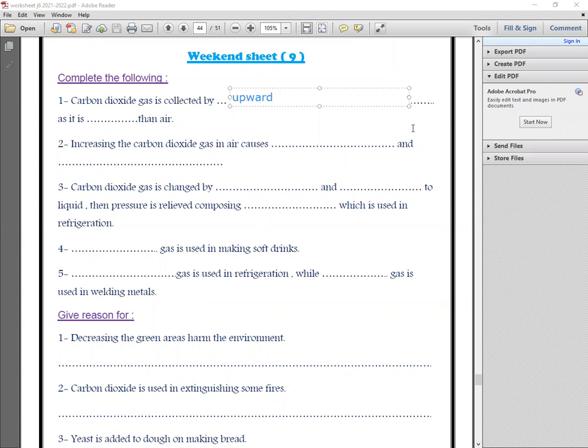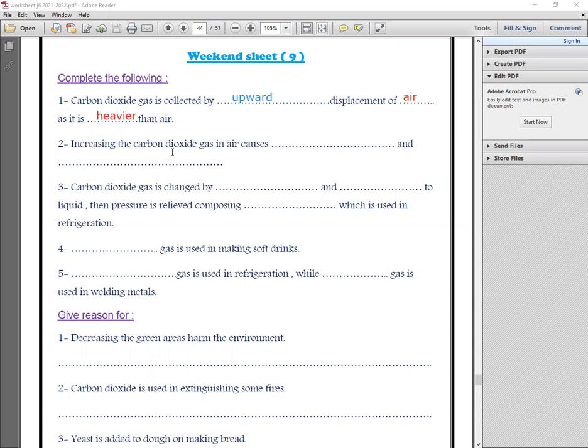upward displacement of air, because it's heavier than air. Number 2, increasing the carbon dioxide gas in air causes what and what?